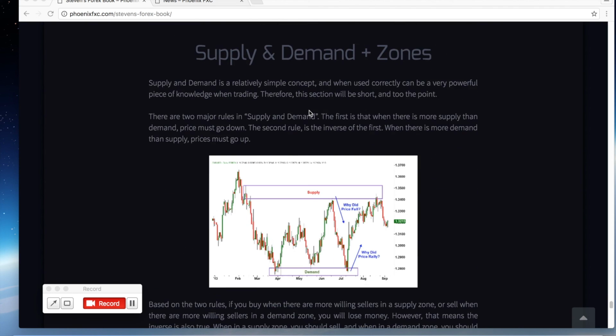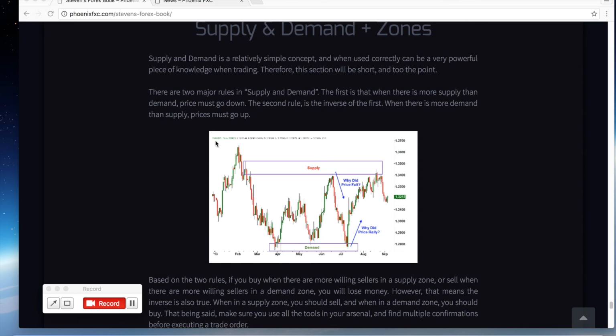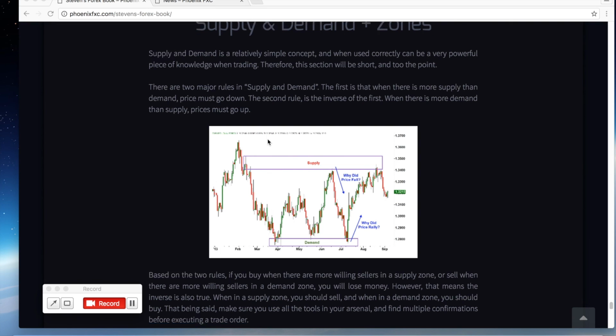And then we have supply and demand zones. Let's quickly go over this, because these can be used for entries too. Supply and demand, it's a simple concept, and when correctly used can be really powerful. The two major rules in supply and demand, guys, are that first, when there is more supply than demand, prices got to go down at some point. Second rule, when there's more demand than supply, prices have got to go up.